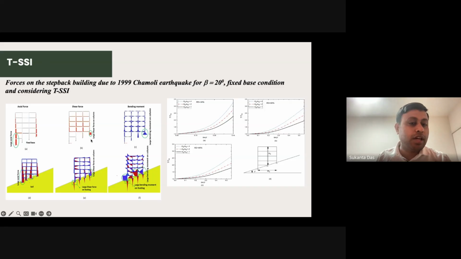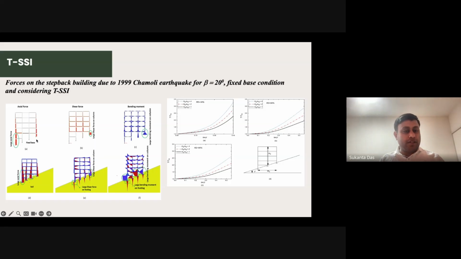Like when you have the shear forces in the short column, you can see we have very large shear forces, as well as in the soils, considering both fixed base and soil structure, topographic soil structure interaction. So this is very important to consider this factor.